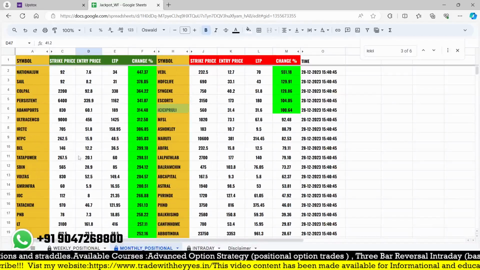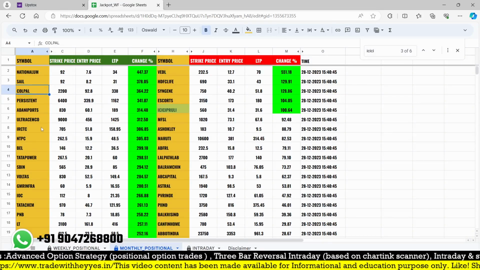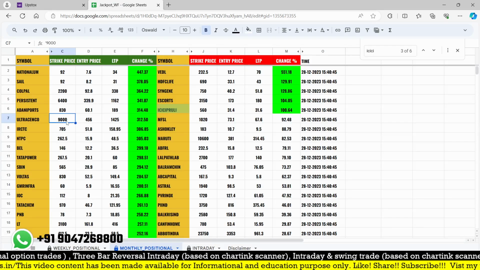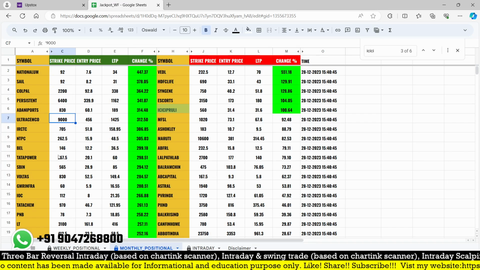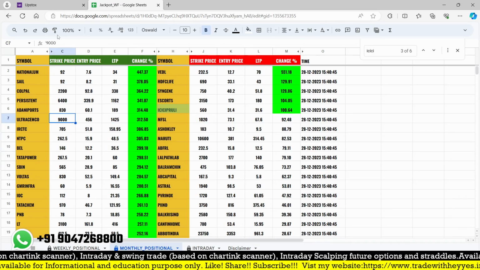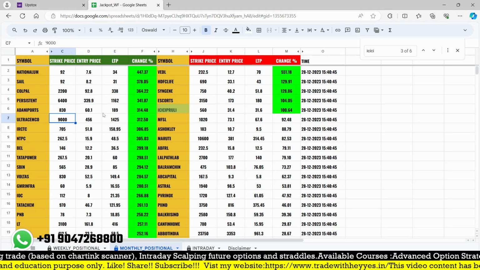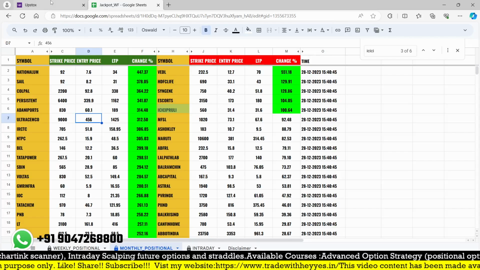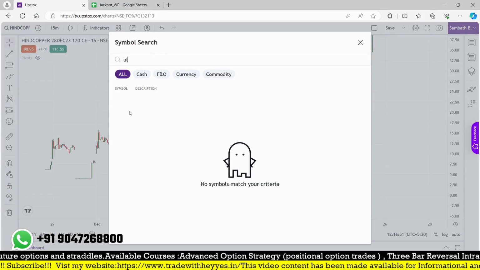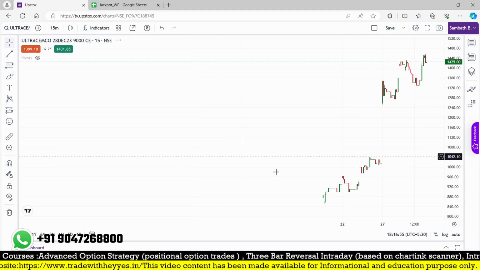From this, some of the stocks, if you are randomly selecting, sometimes they are not liquid. Ultratech Cement 9000, which is happening, is giving you such a good result. Ultratech performed yesterday, but if you check, our entry point was 456, and that happened two weeks back. Ultratech Cement 9000 call option. I think it performed big yesterday.